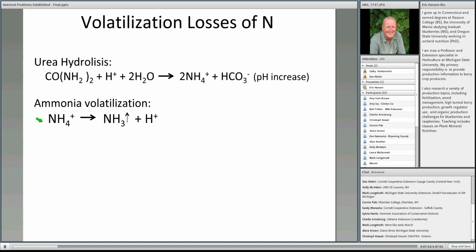So if ammonium is present near the soil surface under high pH conditions, then it can be converted to ammonia gas and lost to the atmosphere. So part of the reason this is an issue with urea is because of this pH increase that you get immediately after applying urea. It's not to say that ammonium that's applied as, say, ammonium sulfate can't volatilize. It can also, but in most cases, pH of the soil is low enough to where volatilization losses aren't a real big deal.